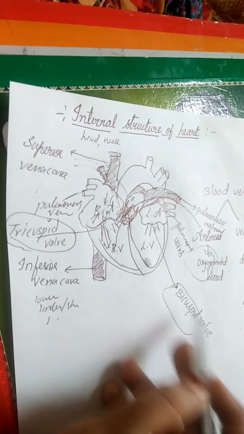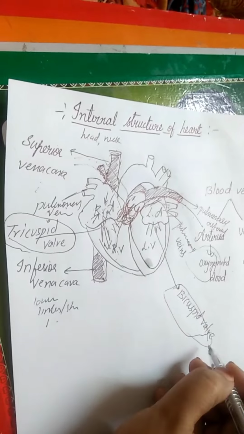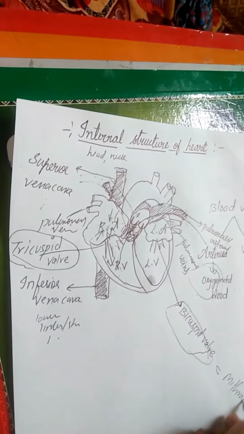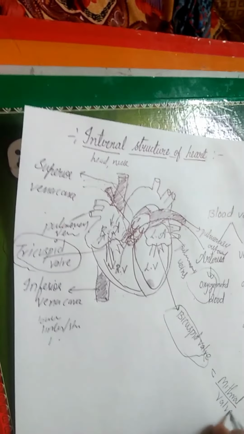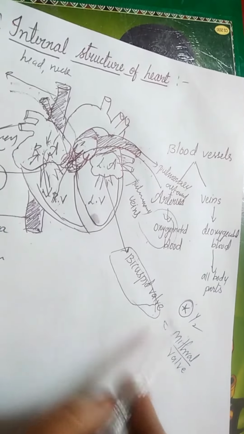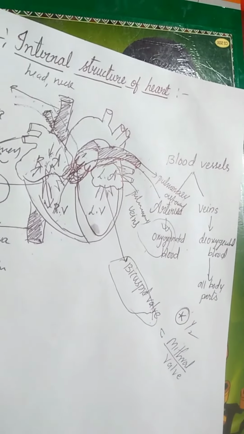What is the other name given to bicuspid valve? Do you know? Bicuspid valve is also known as mitral valve. Try to remember. Can come in examination. Can come in examination as objective for half mark. So bicuspid valve is also called as mitral valve.